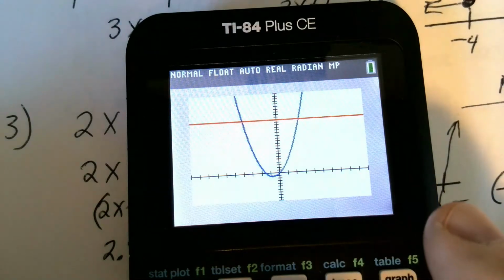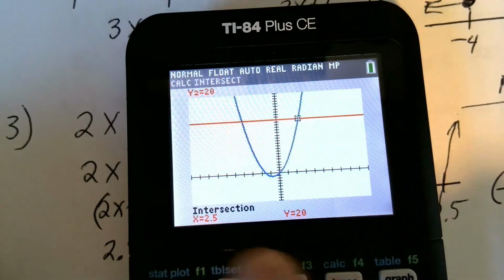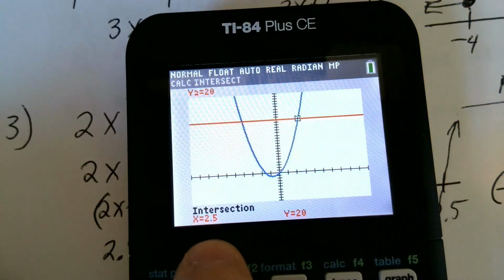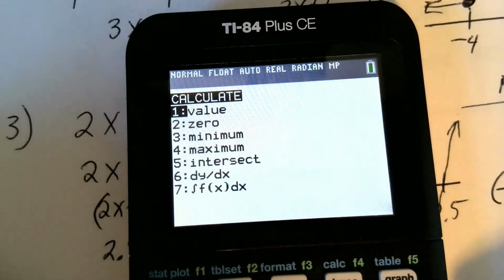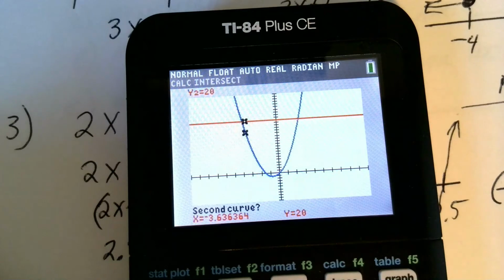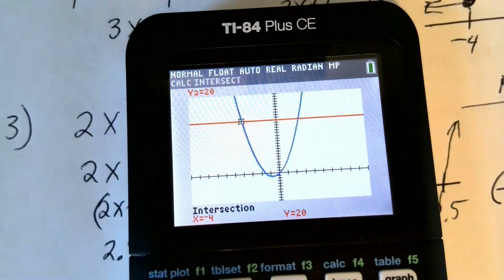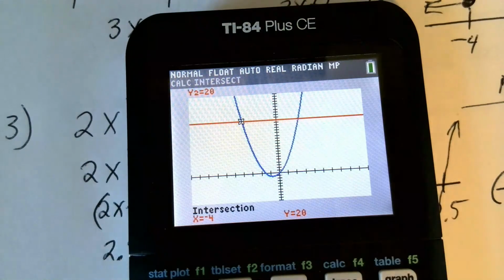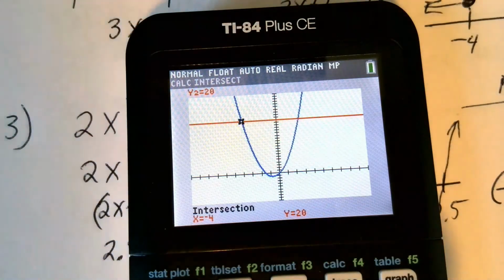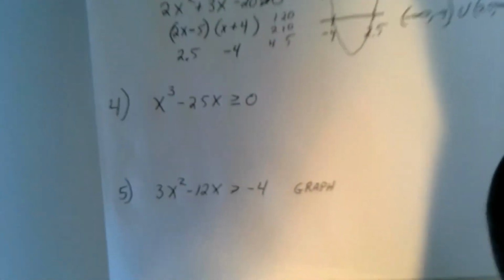And I do second trace, number 5 intersection, enter, enter, enter. And you can see there's the 2.5 that I got when I factored it. And second trace, number 5, move my cursor way over here, enter, enter, enter. And you can see there's the other one, negative 4. So I was able to solve this without the use of technology, but I just showed you that technology definitely agrees with what I did algebraically.